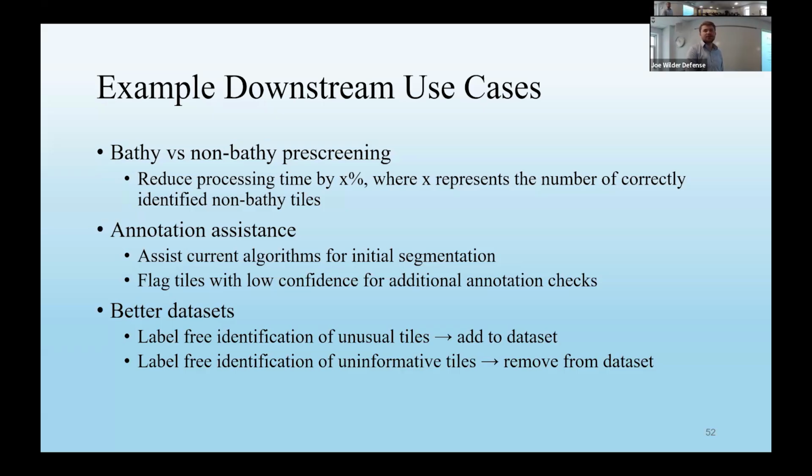It might just learn to focus on that kind of structure. So you could use this to identify those unusual tiles and add them to the data set. And opposite of that, you could use it to identify tiles that are close together in distance. And at that point, you could start removing some of the redundant data. So I think that would be interesting to look at as well.